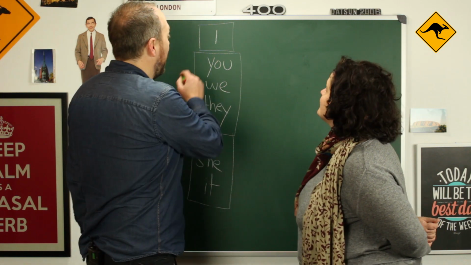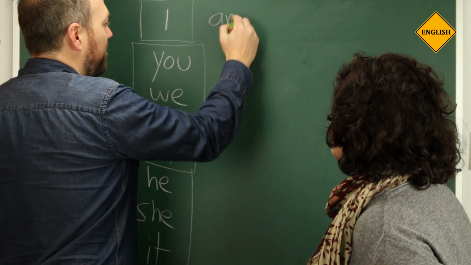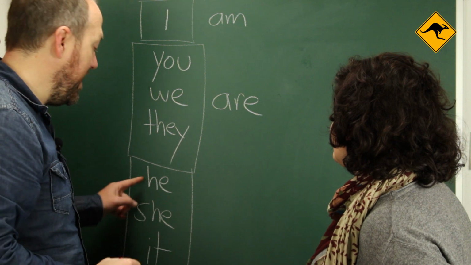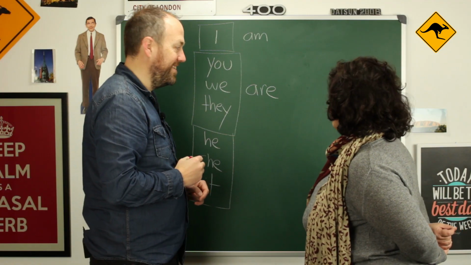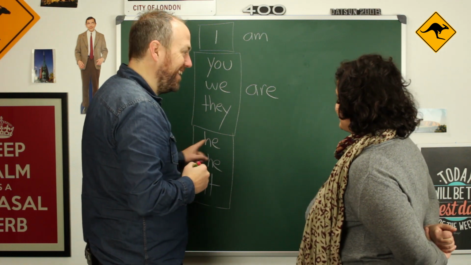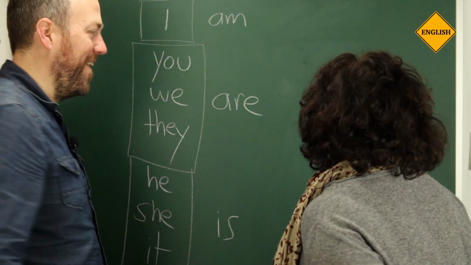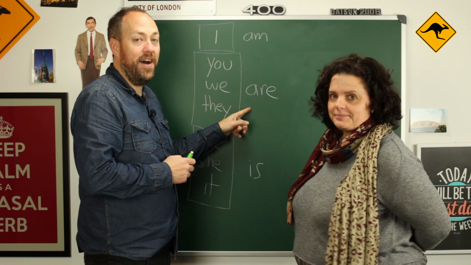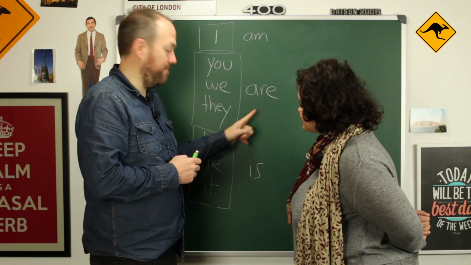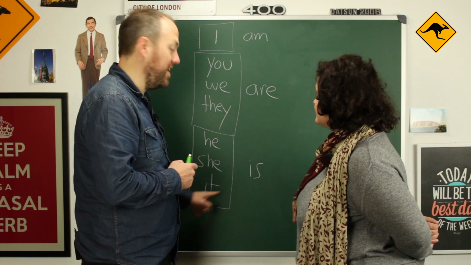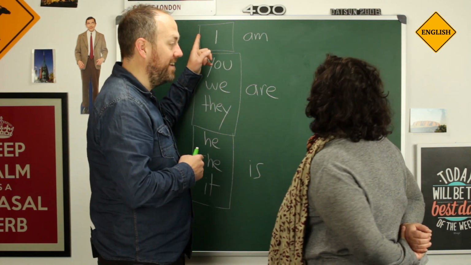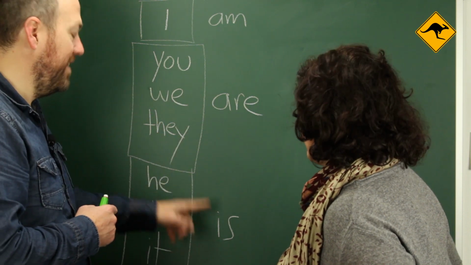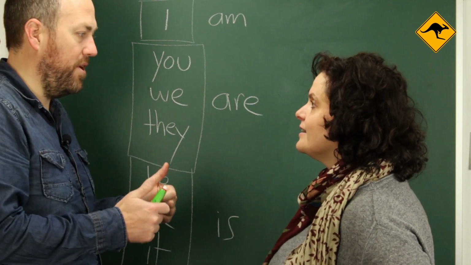So we have I am. You, we, they are. And he, she, it is. So, I am, you are, we are, they are, he is, she is, and it is. Okay, pronunciation. I am, you are, we are, they are, he is, she is, it is. Perfect, very good.